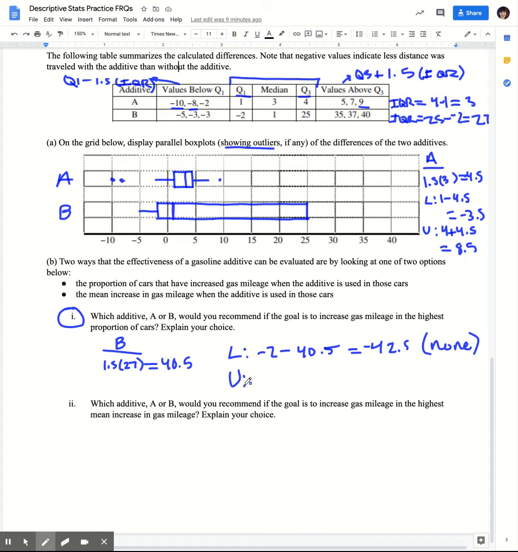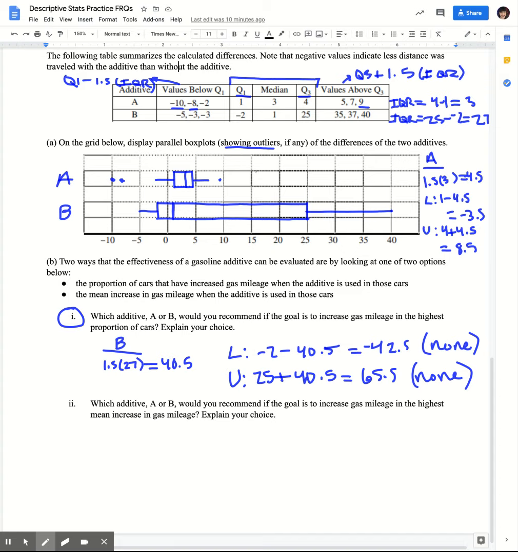For your upper outliers, that would be Q3, which is 25, plus 1.5 times IQR, 40.5. Okay, so that is 65.5. So again, my largest number is 40, so that means I have no upper outliers either. So I'm going to go up to the largest number, which is 40, start there, and draw my whisker going back. So that's part A. Those are your 2 parallel box plots.